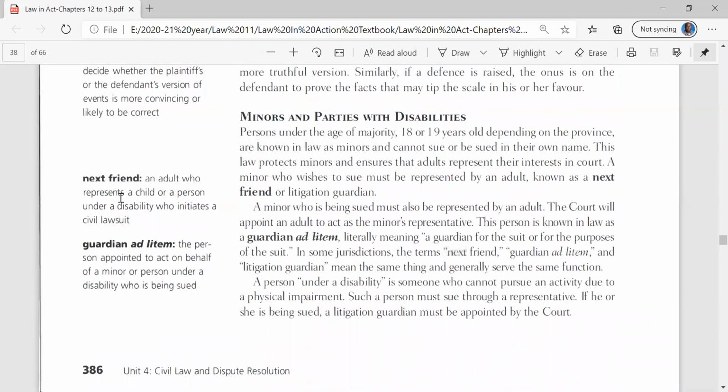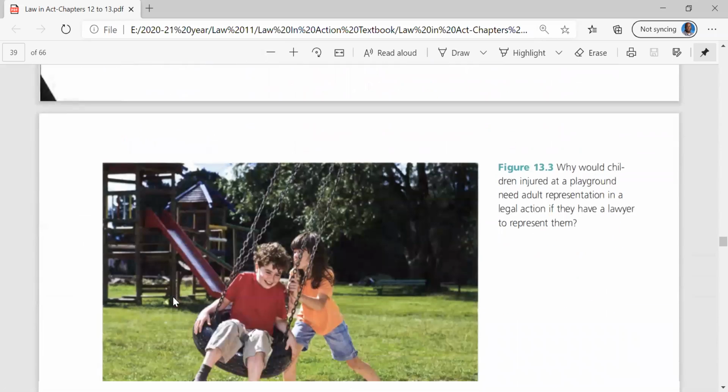A guardian ad litem is the person appointed to act on behalf of a minor or person under a disability who is being sued. That means if Thomas worked as a student and I asked him to build a fence and it fell apart, I can't sue Thomas directly. He would have to have a guardian ad litem act as his representative for me to sue him, because you can't sue people who are underage or people with certain disabilities.